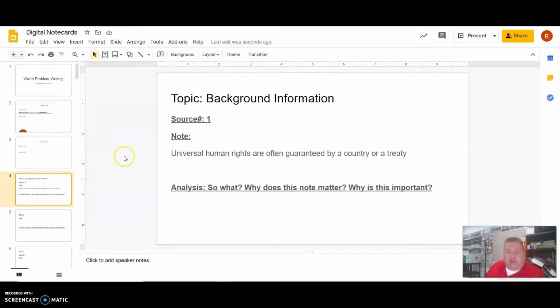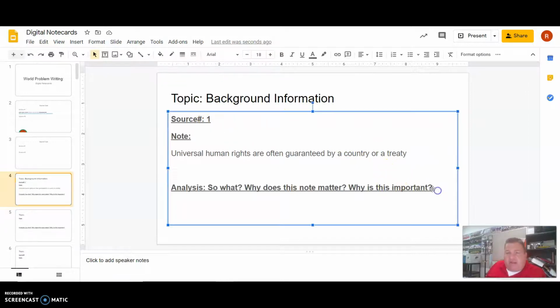So let's take a look at what we have now. We have our topic, which is background. We have our actual note. We know where we've got it from. Now we need the analysis, or what we sometimes call the so what. Why does this note matter? This is your analysis when you write your paper. And I cannot stress enough, if you do a nice job with the analysis, it's going to make writing the paper a lot easier. So my note: human rights are often guaranteed by a country or a treaty.